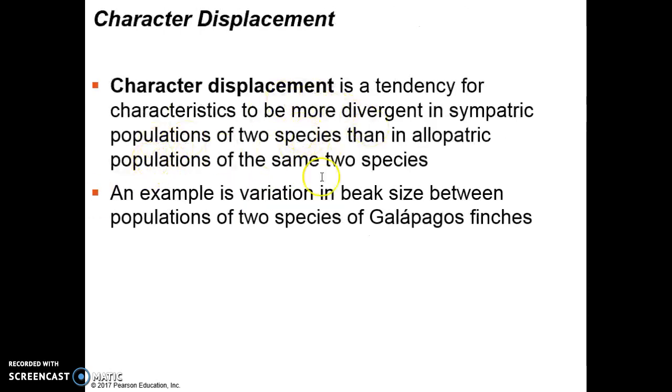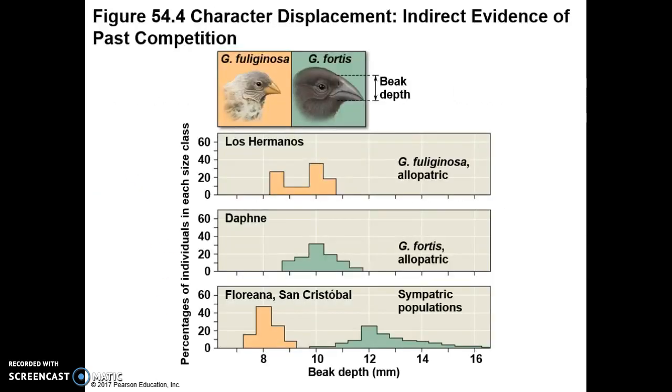Character displacement basically says that when two similar species are in the same place, they look more different than those species do when they're not in the same place. So imagine two, let's look at these birds, Galapagos finches. When this species and this species are on different locations, they look more similar. Their beak depth is roughly the same. You see the spike here and the spike here are in roughly the same spots.